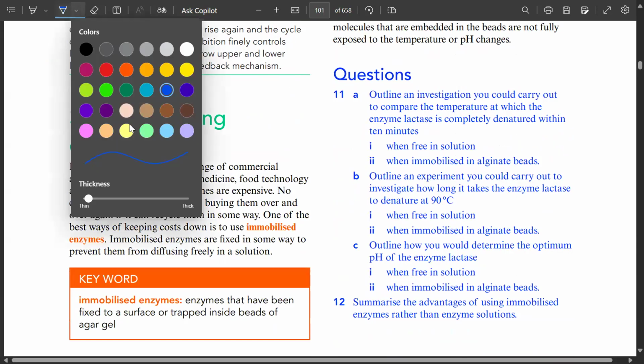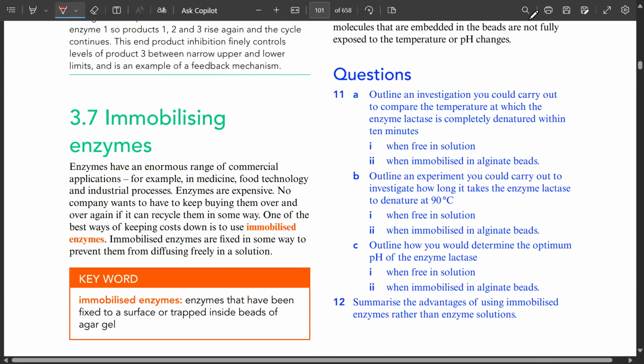Next we have immobilizing enzymes. Okay, before that let me show you something regarding inhibition, and then we'll start with our last topic, which is the immobilization of enzymes. Is everything clear so far? Everything all clear? Yeah. Okay.